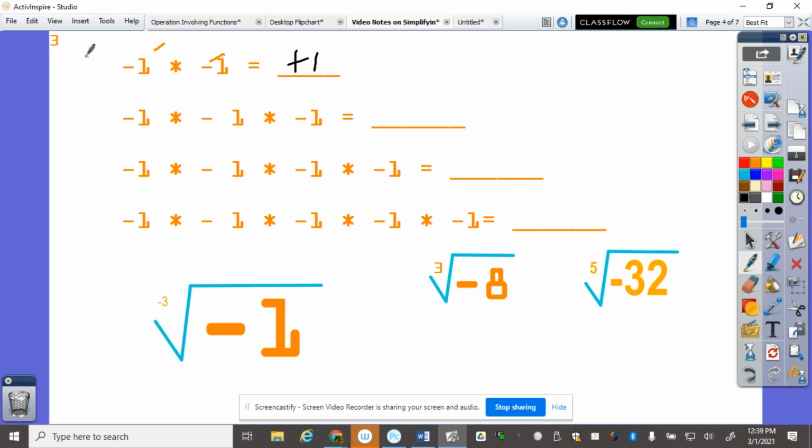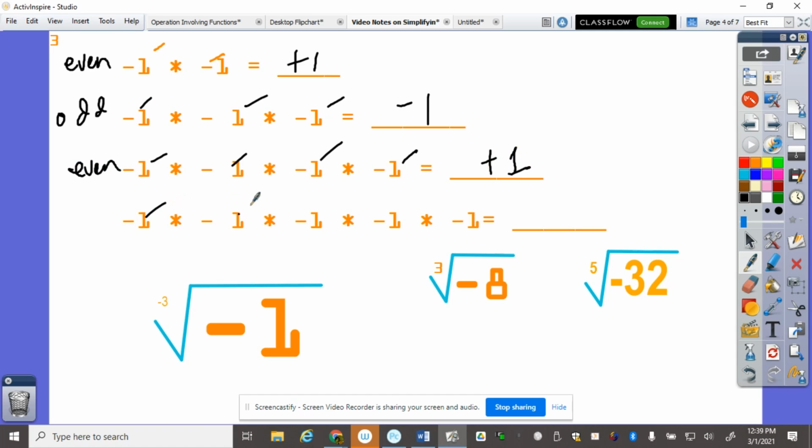Now, just a reminder that if you have a negative 1 times negative 1, it's going to be positive 1. Remember, there are 2 of that one, so it is an even. An odd, because negative 1 times negative 1 times negative 1, it will still be negative 1 there. Negative 1 times negative 1 times negative 1 times negative 1, which is an even, it will produce a positive there. Negative, negative, negative, negative, negative. 5 of that is going to be an odd. So the answer is still going to be negative 1.